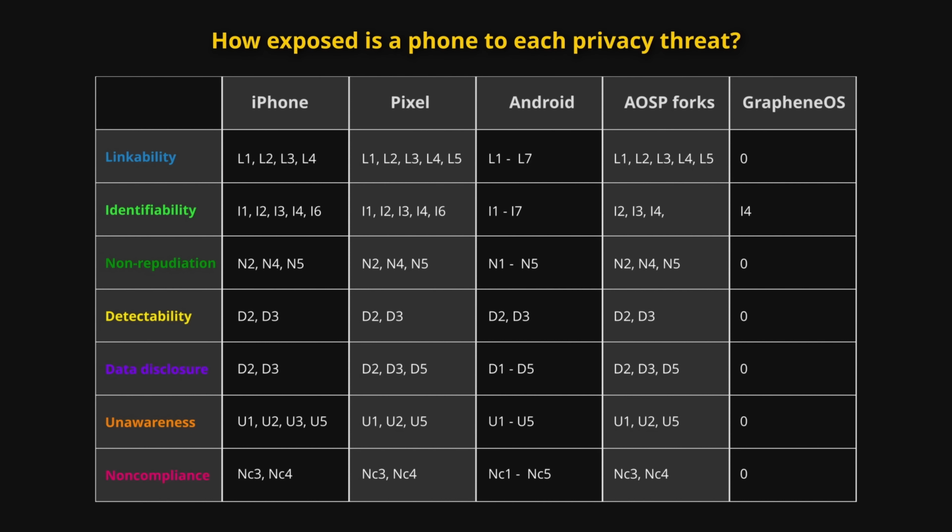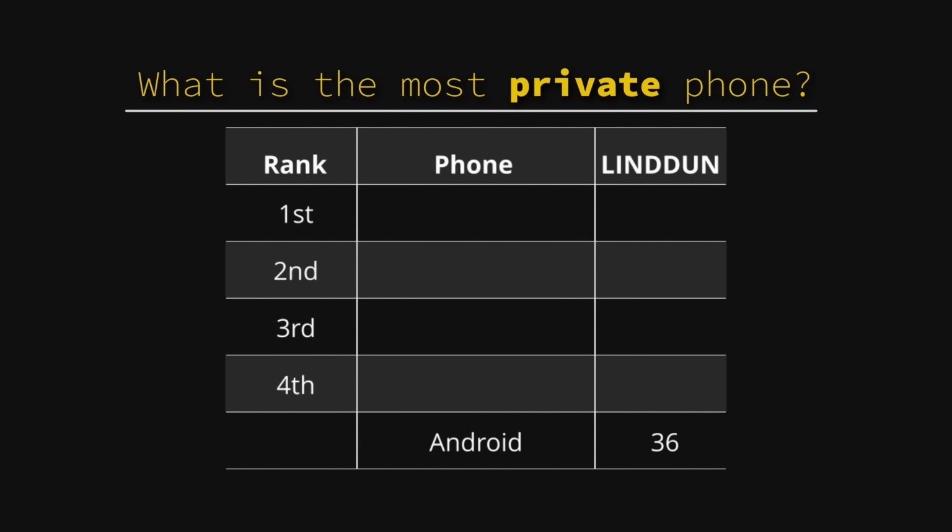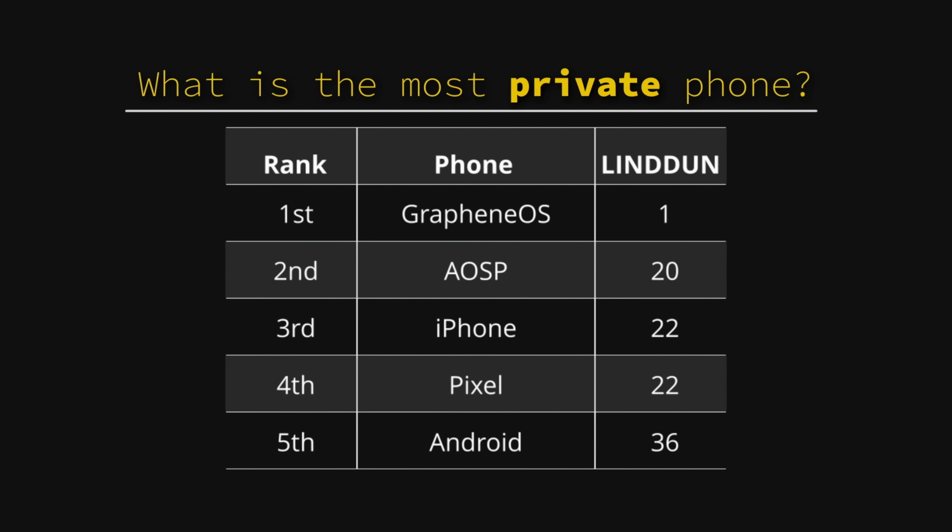Now we have the final score, so what is it? In the last place, we have Android vendors with 36 points. It couldn't get any worse than this. Next, we have the Google Pixel with 22 points, tying the iPhone. Or almost tying. Second position is taken by the broad class of AOSP forks at 20 points, and the first place is taken by GrapheneOS with only 1 point.